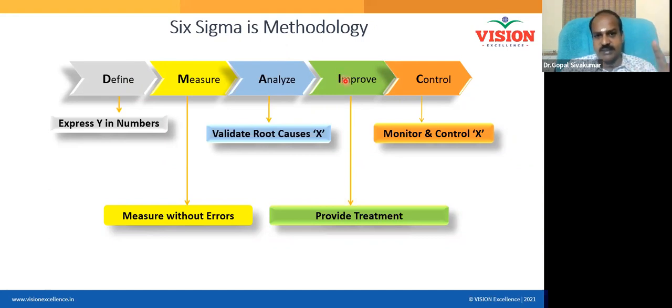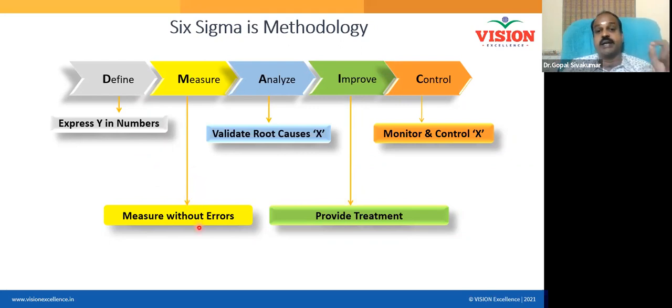Questions are logical, isn't it? So you can't skip any of the phases. Define the problem to the extent that you can express the problem in numbers so that it becomes measurable. If it is measurable, move on to the measure phase. The doctor will advise you to do some diagnosis, blood study, and many studies, only after thoroughly understanding the problem. And that is the data collection. Same way, you also collect the data.